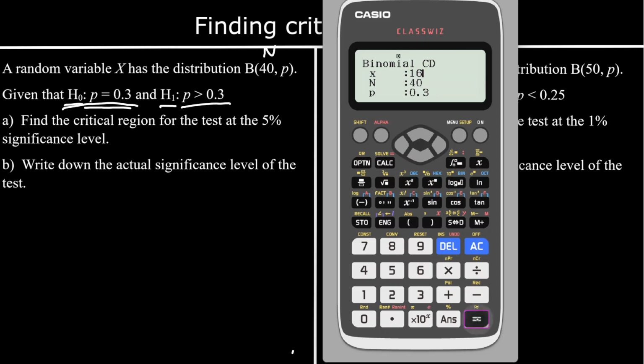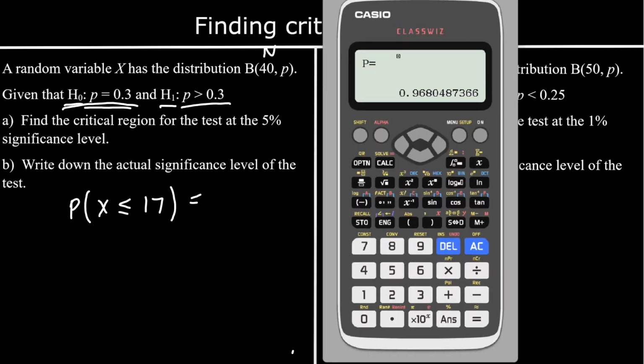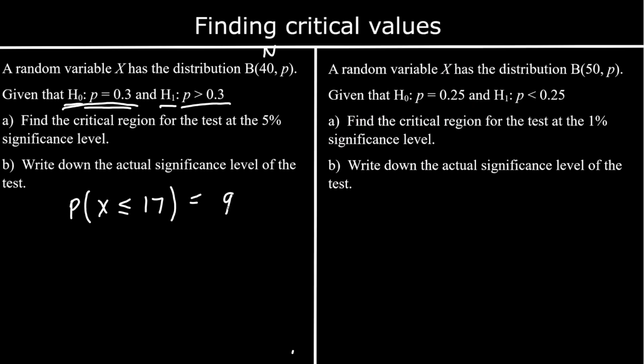If we try 16, that takes us to 93%. Still not the most extreme 5%. So let's go 17. And that takes us into our most extreme 5%. So the probability of getting 17 or less is 96.8%. So the probability of X being less than or equal to 17 was 96.8%. Yep, 17, 96.8%.